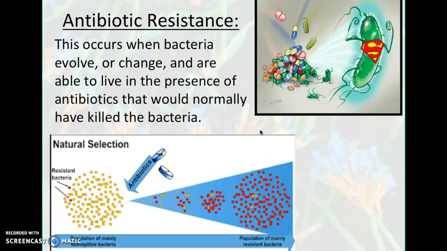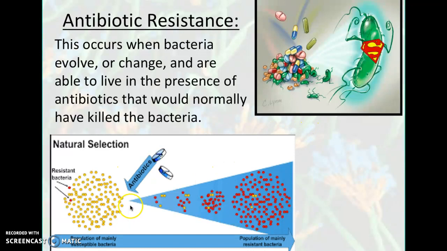All right, also in those questions, it asks about antibiotic resistance. So this is going to help you answer that question. And this is a little bit tricky to understand. It occurs when bacteria evolve or change, and when they're able to live in the presence of antibiotics that would normally have killed the bacteria.